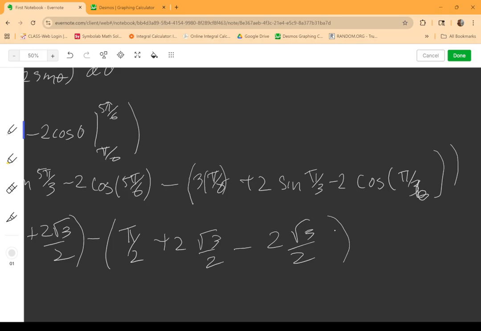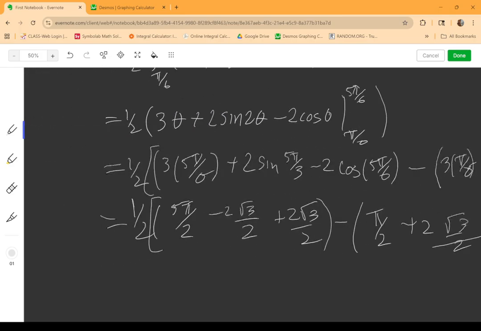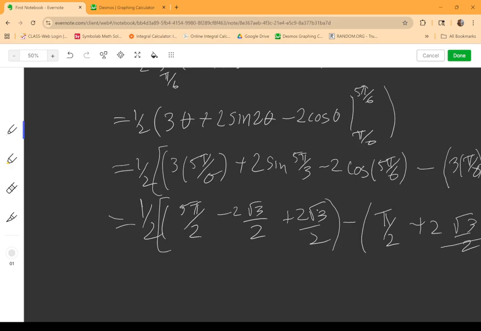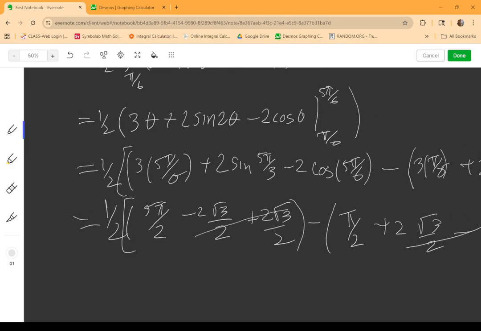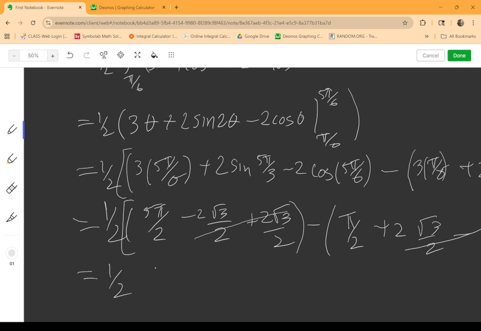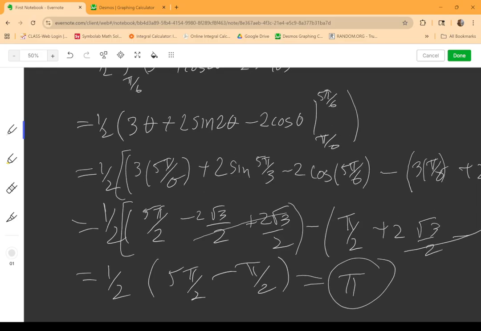And you see in both of these cases, those terms go to 0. And we get 1/2 times 5 pi over 2 minus pi over 2. So that becomes 2 pi times 1/2, simply pi. So that worked out nicely there. So that is how we would approach a problem that has area between two polar regions.